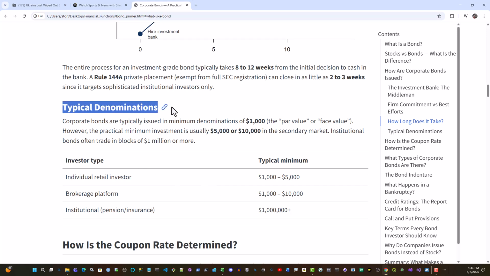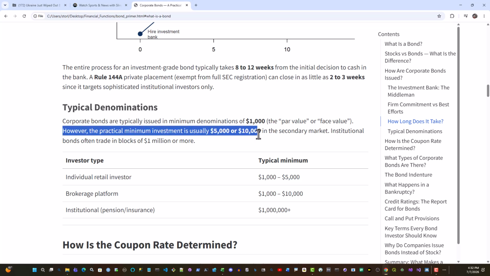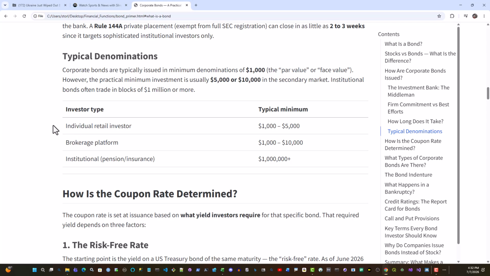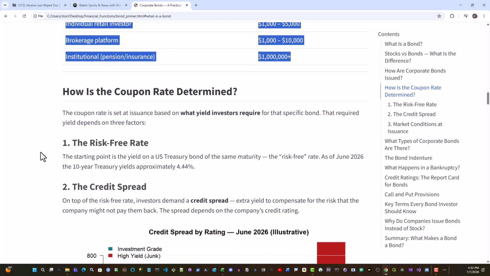A typical denomination for the bonds is $1,000, which is called the par or face value. However, you can see things like $5,000, $10,000 in the secondary market. There's a little table here you can kind of get an idea. And again, this is just for informational purposes.